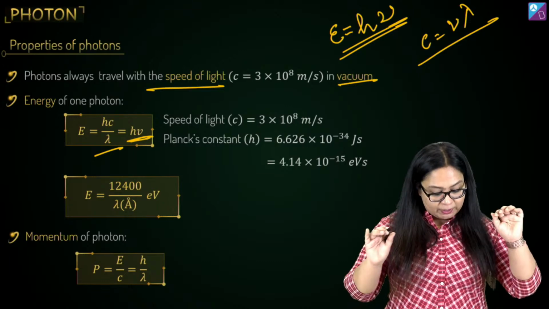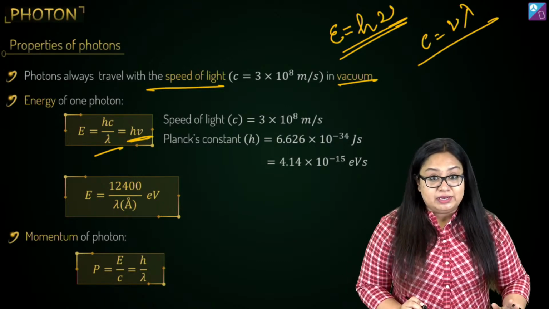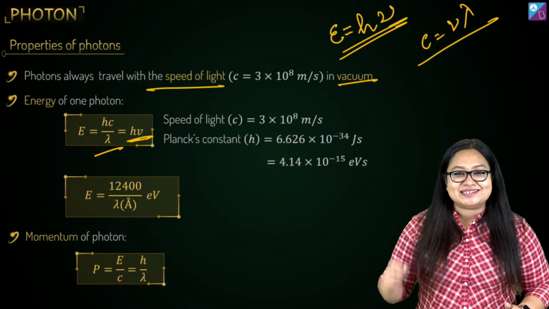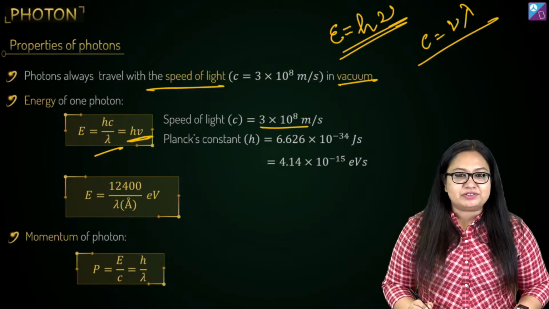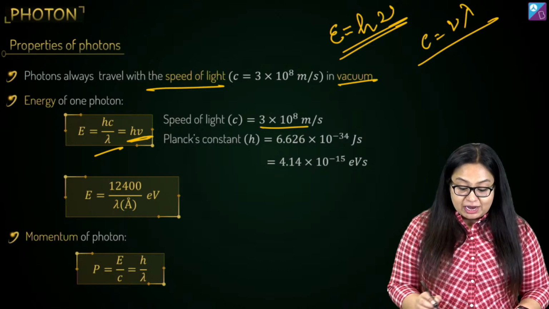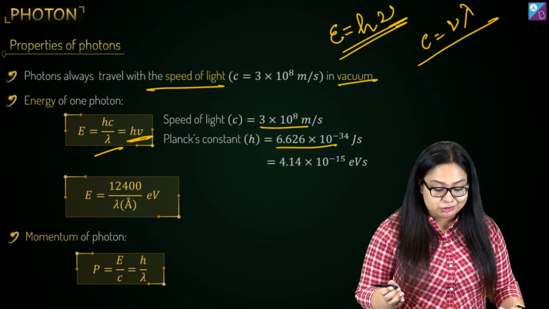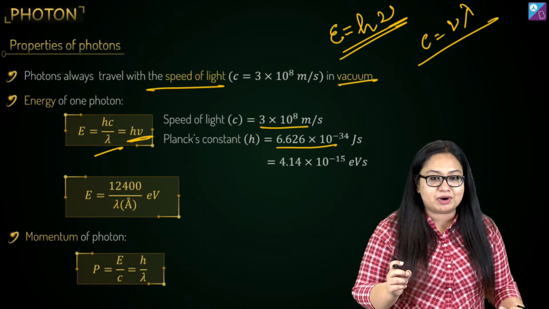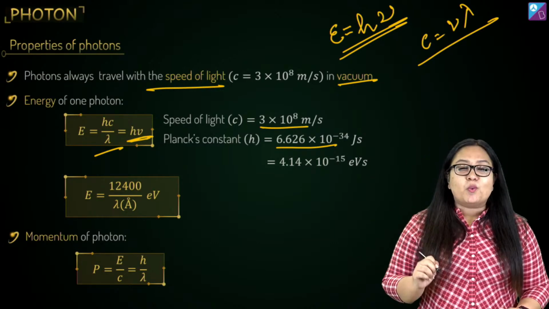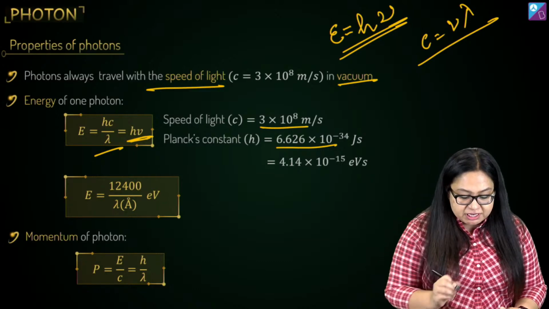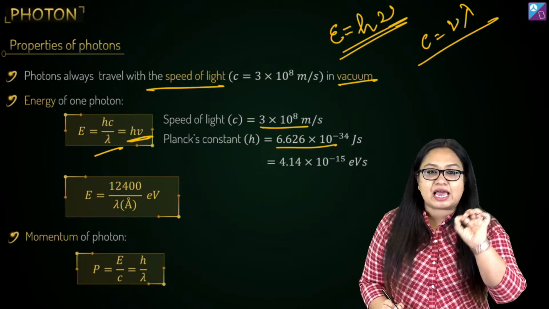Simple. We have learned this before, and to ease our calculations, because if you look at these constants, they are really bad. The speed of light is a good number, 3 into 10 raised to the power 8. But Planck's constant is 6.626 into 10 raised to the power minus 34 joule second. It's a very small number and difficult in calculations. So what we do is we substitute all of these values and we get a shortcut for calculation.